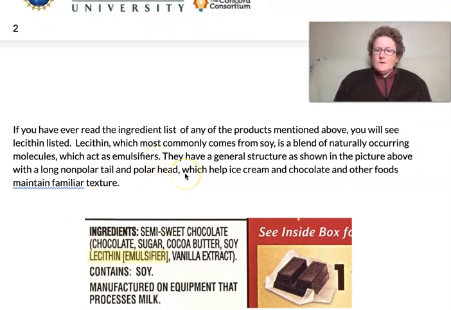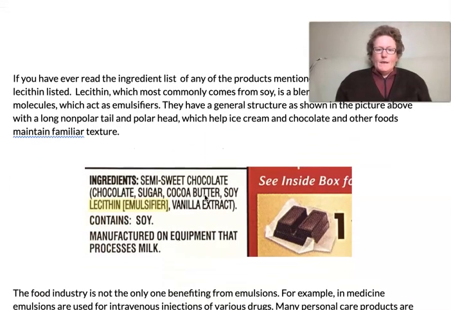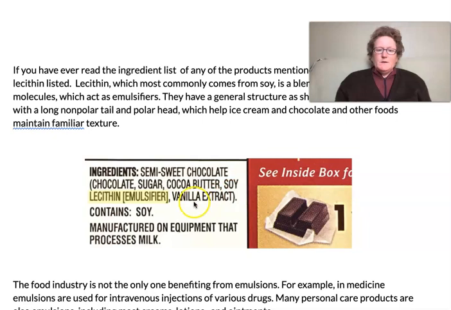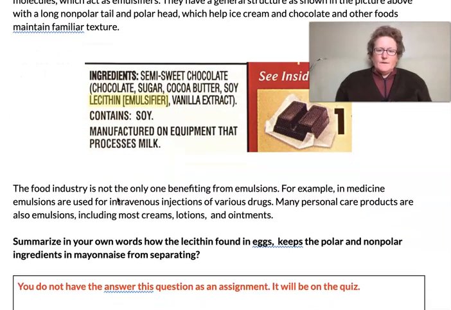They help ice cream, chocolate, and other foods maintain a familiar texture instead of separating into oily glop and watery glop. That'd be gross. You can see here's a box of baking chocolate, and they have lecithin in the chocolate as an emulsifier.